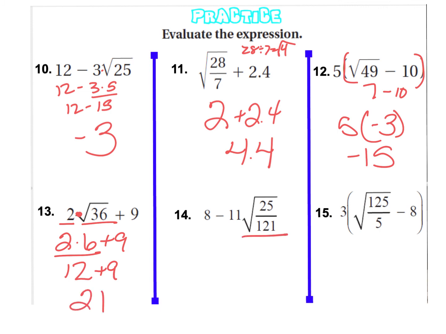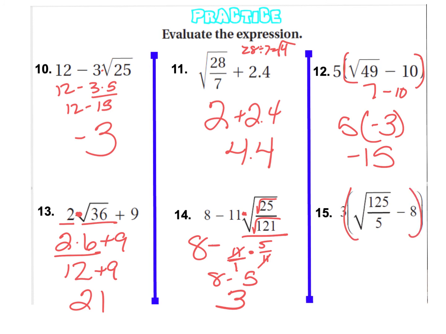Radical symbols first. So here we're going to do 11 times the square root of 25, the square root of 121. So that's 5/11. 8 minus that. Now we have to be careful. We have to do the multiplication first. So I'm going to put 11 over 1. My 11's cross off. That equals 5. 8 minus 5 is 3. Remember to follow the order of operations.